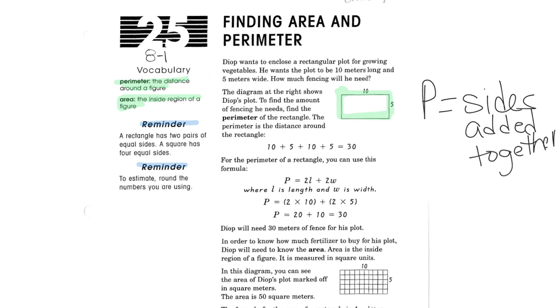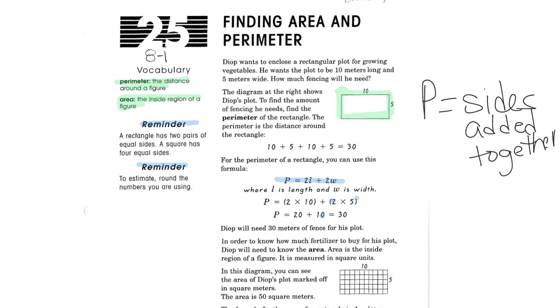Now, for the perimeter of a rectangle, you can use this formula. They give a little different formula here because they say perimeter is 2 lengths plus 2 widths, where L is the length and W is the width. So we have perimeter equals 2 times 10 because there's two sides that equal 10, plus 2 times 5 because there's two sides that equal 5. When I do what's inside the parentheses, according to the order of operations, 2 times 10 is 20, 2 times 5 is 10, so 20 plus 10 is 30. So Diop will need 30 meters of fencing for his plot.